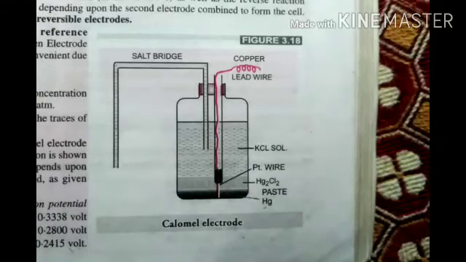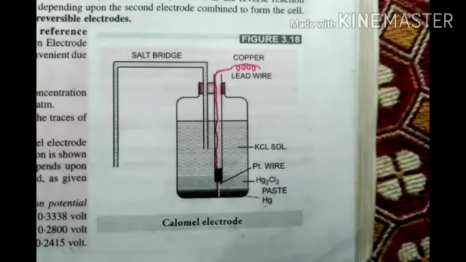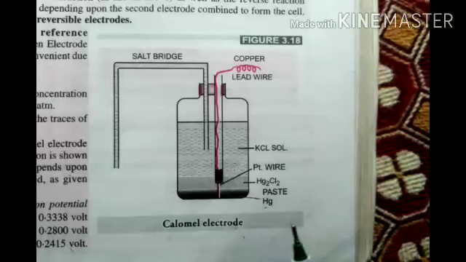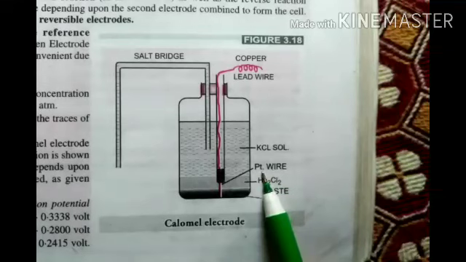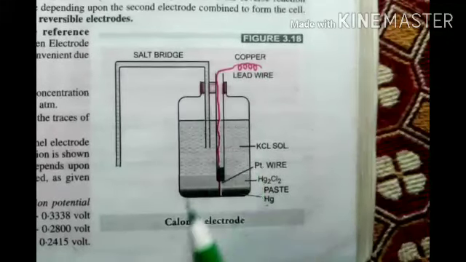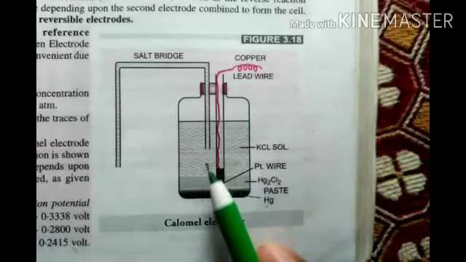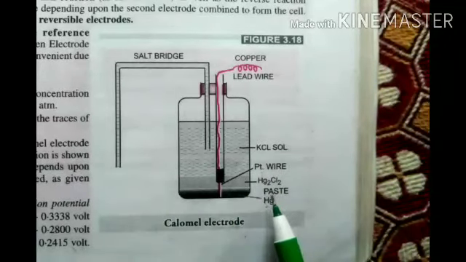This is also one kind of standard electrode potential, like the normal hydrogen electrode. It is also used for finding how many volts are transferring from one side to the other. So this is the calomel electrode. In the question they will ask: in a calomel electrode, what wire are they using? Platinum wire. This kind of question will come. KCl solution is used in the salt bridge. What do we take at the bottom? Mercury and mercury chloride paste.